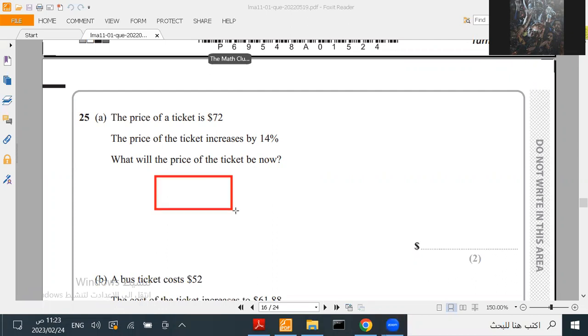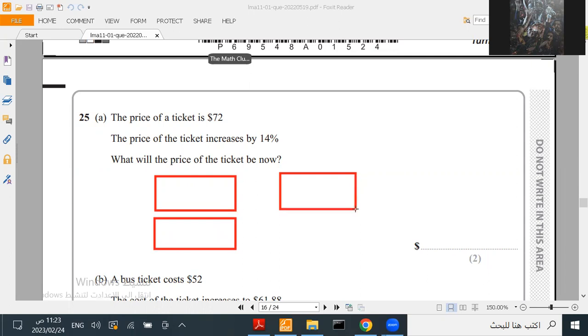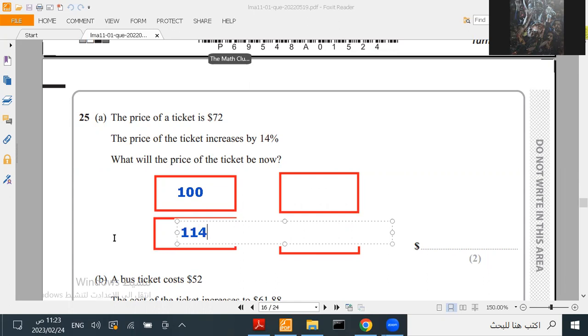Now we're going to use the X method to answer this. I'm going to do the 4 boxes like this. I'm going to use the X method to find the answer, the cross multiplying thing. Okay, I'm going to put 100 here because it's the original percentage, and the new percentage is increased 14%, so it's going to be 114 because it was 100 and now it's 114. The 72 is the original number. The original number corresponds to 100. It's going to be here. So this is 72.